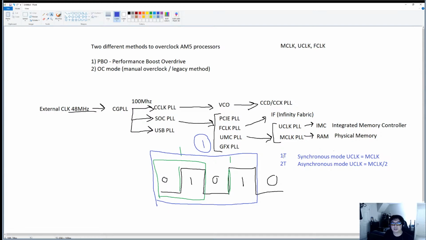And the DDR5 terminology on Intel is a little bit different, but it's effectively the same thing. Intel calls synchronous mode Gear 1 mode, and they call asynchronous mode Gear 2 mode. But it's effectively the same thing as uclock equals memclock, and uclock equals memclock divided by 2.